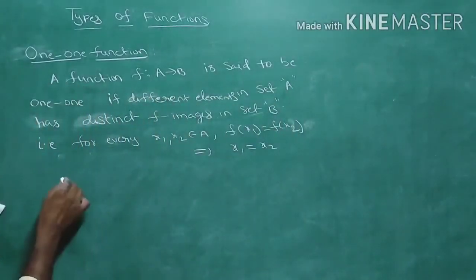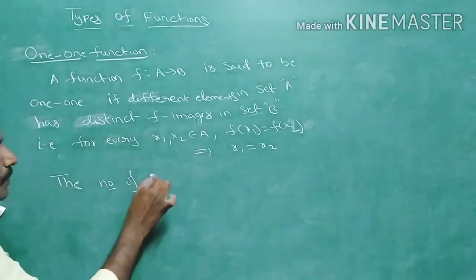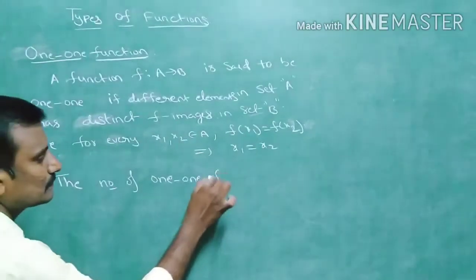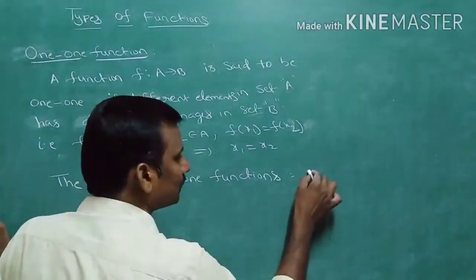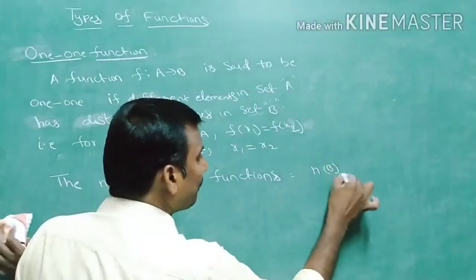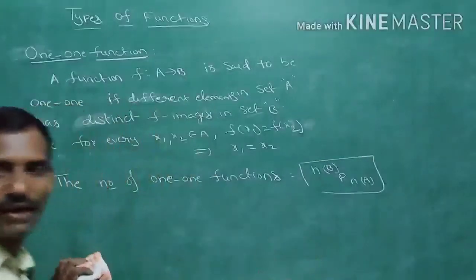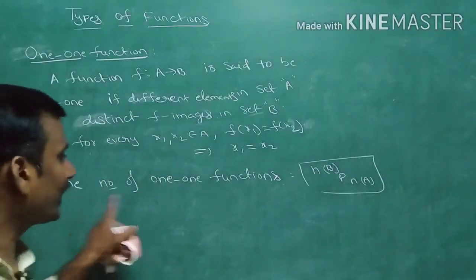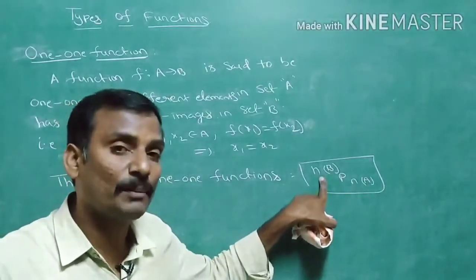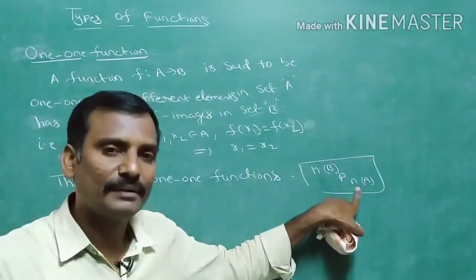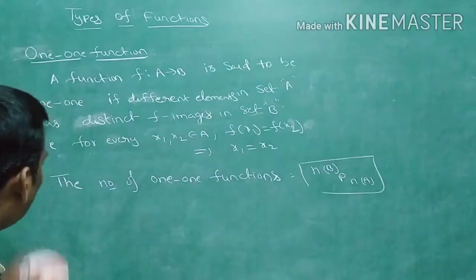Next, the number of one-one functions. The number of one-one functions formula is nPn(A), that is, the number of elements or cardinal number of B, P, n(A). Okay, this is the formula for the number of one-one functions. Okay. Next.